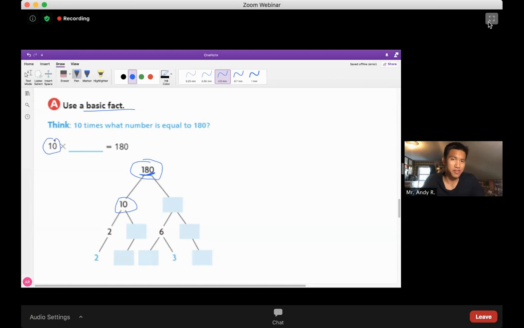So here it is, how they have it written. And so 10 times what equals 180? Yeah, 18 times 10 equals 180. You can even see it right there. See the 18 right there? 18 times 10 equals 180.